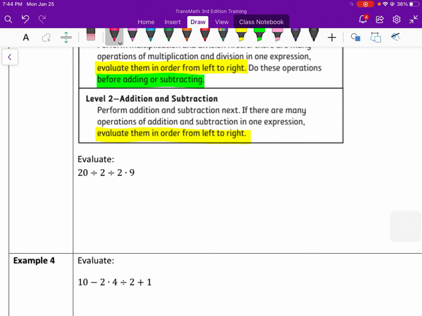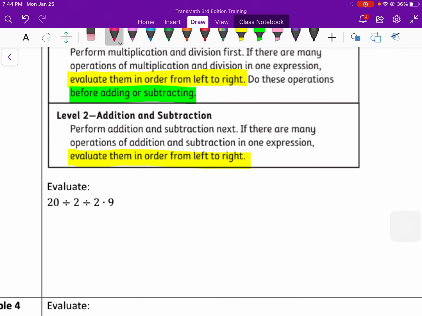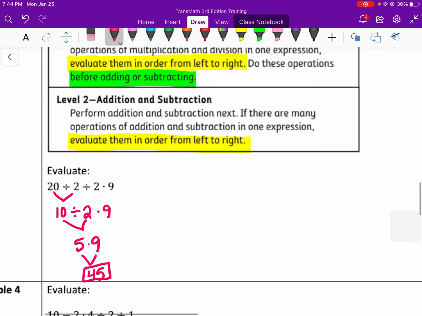So for example, we have 20 divided by 2 times 9. There are many multiplication and division operations in this expression. We're going to evaluate from left to right, which means you would start here. 20 divided by 2 is 10. And then we have 10 divided by 2 is 5. And then finally, we would have 5 times 9 is 45. And that would be our final answer. So we need to make sure we evaluate from left to right.